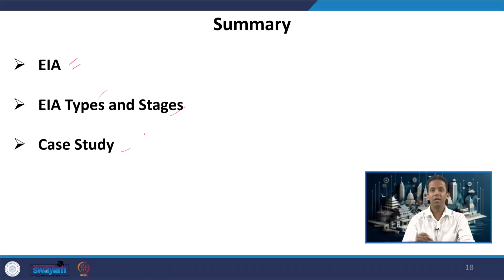And finally, we saw a case study of the Tehri hydropower project with respect to the stages of EIA, like what are the details, some key points in each stage of the EIA project.